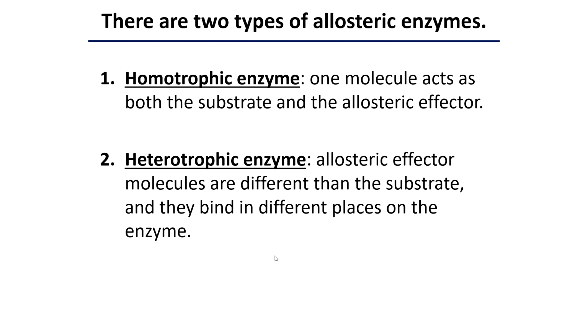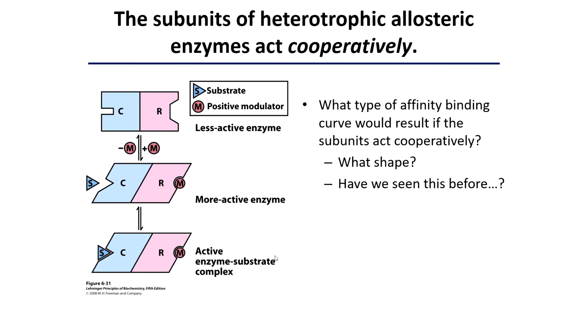There are two different types of allosteric enzymes. Homotropic enzymes, where one molecule acts as both the substrate and the allosteric effector, and heterotropic enzymes, in which the effector molecule is different from the substrate, and they bind in different places. Let's talk more about heterotropic enzymes because those are the ones that are more involved in biochemical reactions.